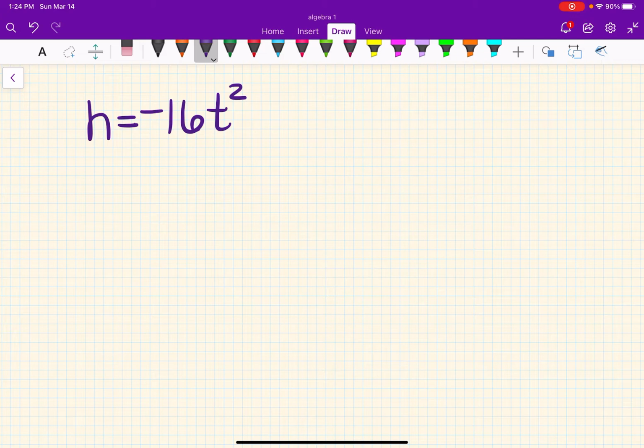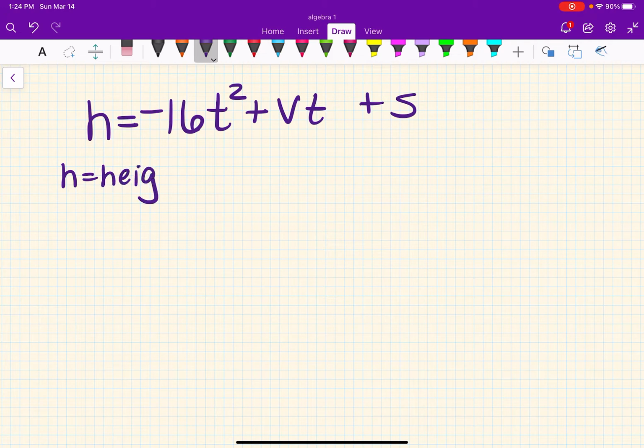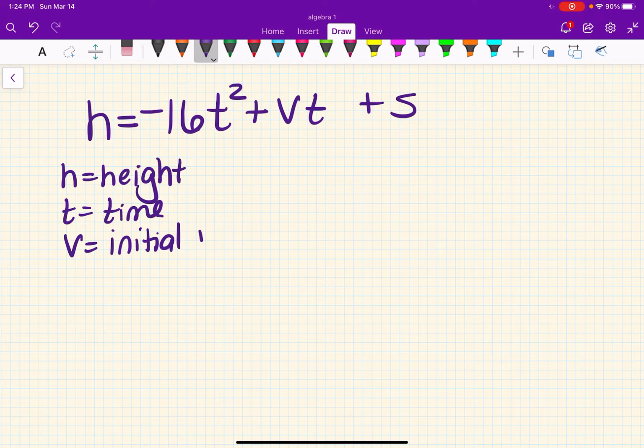h equals negative 16t squared plus vt plus s. H is our height. T is going to be our time. V is our initial velocity. We're not going to spend a lot of time with this, but if you go to physics, this is going to change everything. If we start with a rocket and it has a really fast initial velocity, we're going to expect it to get really high. If we're just throwing something off a bridge, we're not going to expect this to go thousands of feet in the air, okay? And then S stands for our initial height.